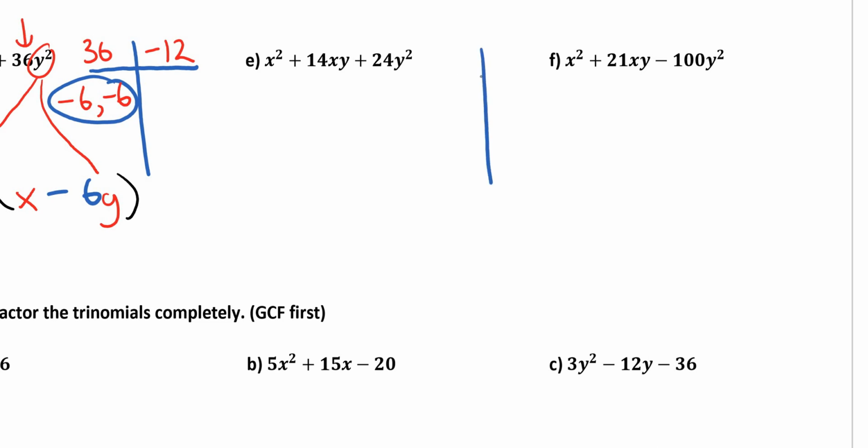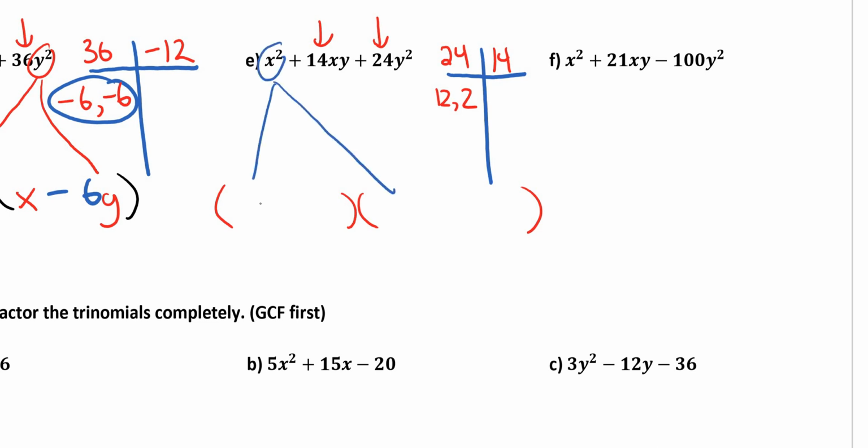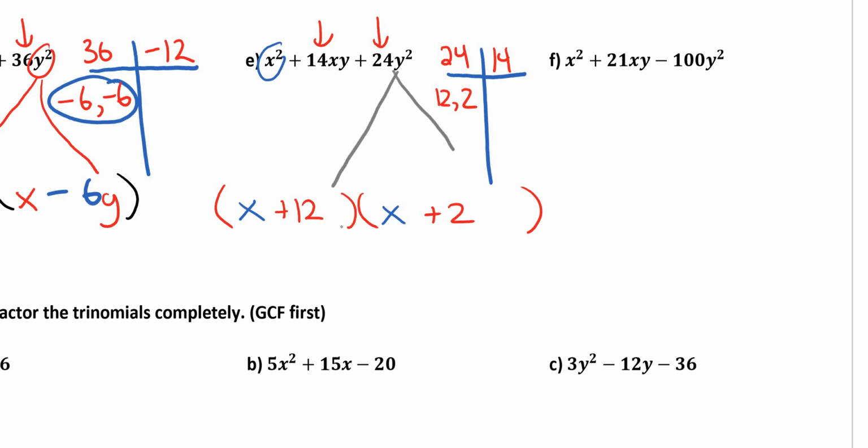All right, for letter E, three terms again, so we still set the table here. My last number here is 24. My middle number here is 14. Two numbers that multiply to 24 and add to 14 are 12 and 2. So here's my bracket. Okay, so I need an x squared here, so that in order to get x squared, the first term should be x and x. And then I can insert the numbers plus 12 and plus 2. And because, just like the previous problem, there's a y squared at the very end, I need a single y there and a single y there, and that would complete the factoring.